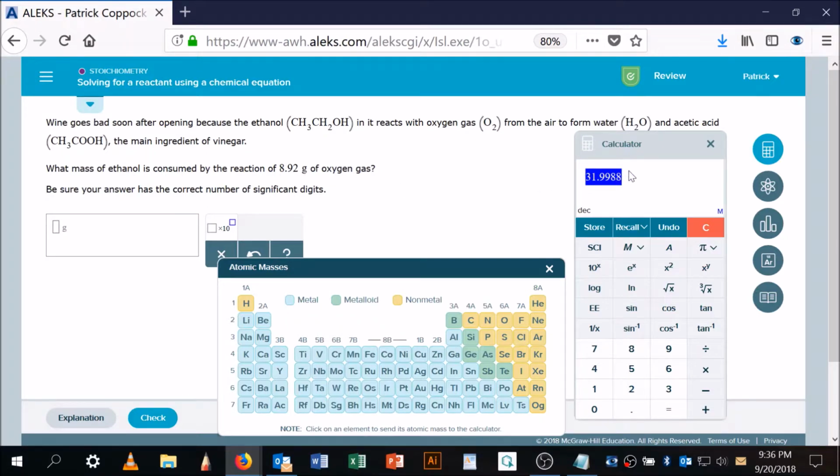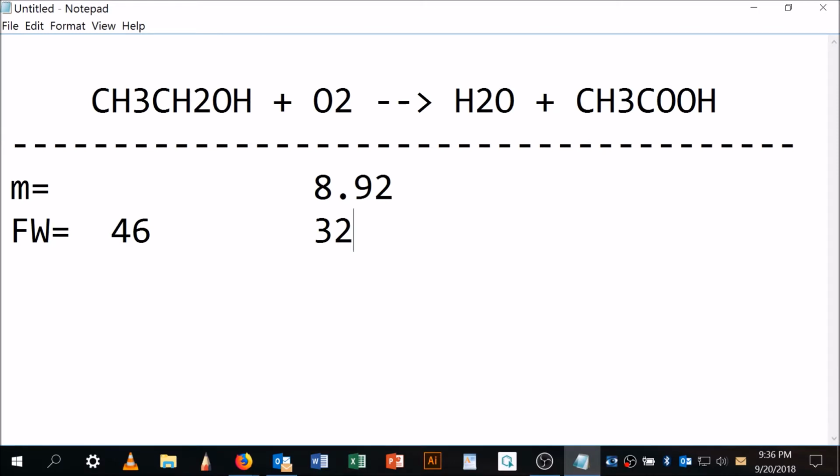Now I can't show you on my paper how I do that, but you've done that successfully many times. We're basically going to take the mass and divide by the formula weight, right? So I'm going to go that upside down times 8.92 gives me 0.279 moles of oxygen gas. Let's go back over here. How many moles is it? I warned you this is going to be ugly.